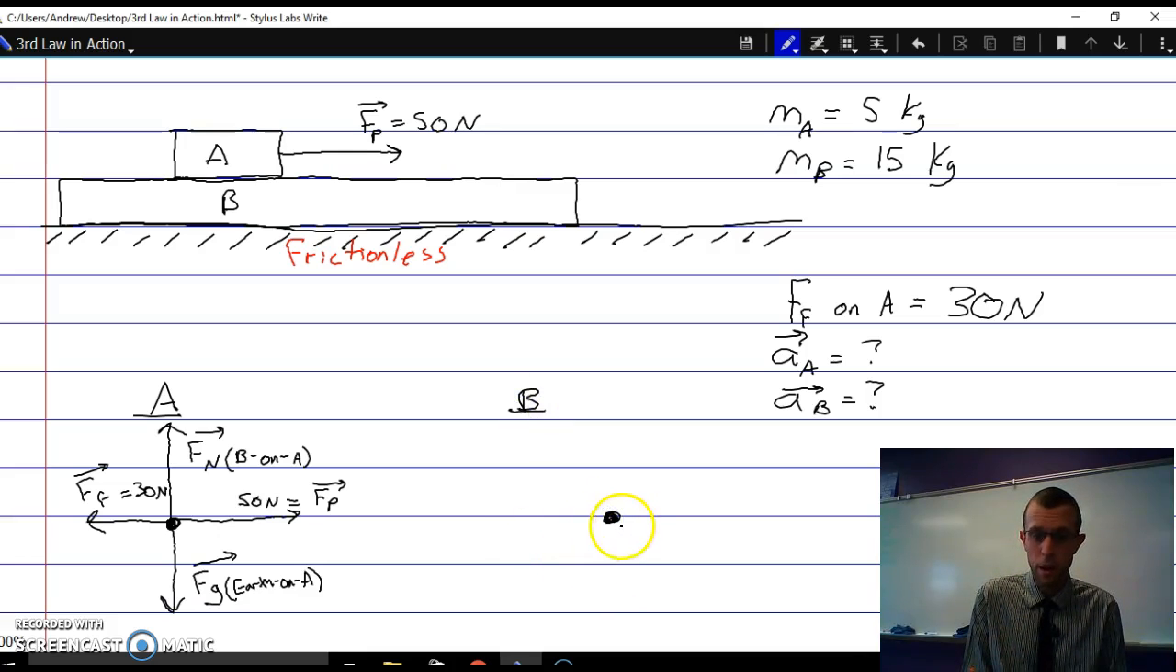Okay, and then B, much like A, will have gravity acting on it. B is a bigger block. It's a 15 kilogram block, so we'd expect a bigger gravitational force as well. And I'll try and represent that a little bit bigger here, but my scale probably will be a little off. Oh well. So that's the force of gravity, and that is the Earth pulling on block B.